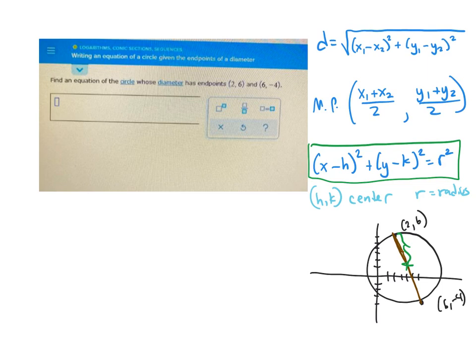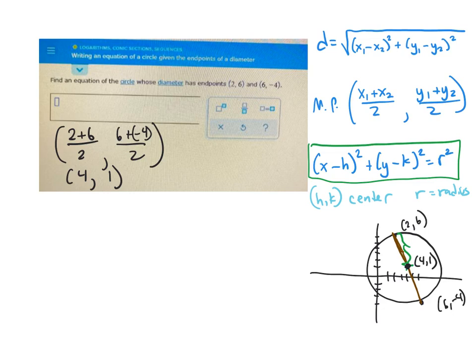So first, let's start with the midpoint. I want to find the middle of these two. So I'm going to add the two x coordinates and divide by 2, and I'm going to add the two y coordinates and divide by 2. So 2 plus 6 is 8, 8 divided by 2 is 4. 6 plus -4 is 2, 2 divided by 2 is 1. So the center of this circle is (4, 1).